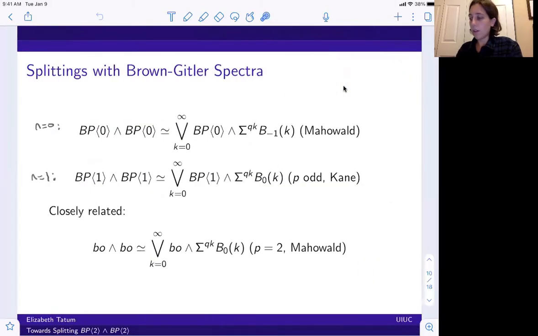When n is equal to 0, this splitting is realized by Mahowald. When n is equal to 1, Kane realizes splitting for BP1 smash BP1 at odd primes. And Kane's work on this was based on this closely related splitting of BO smash BO that Mahowald produced.